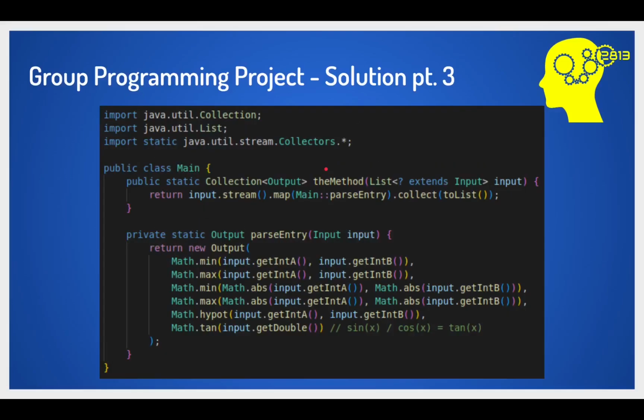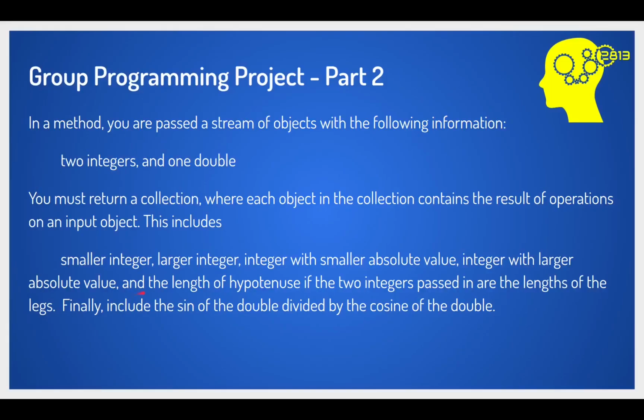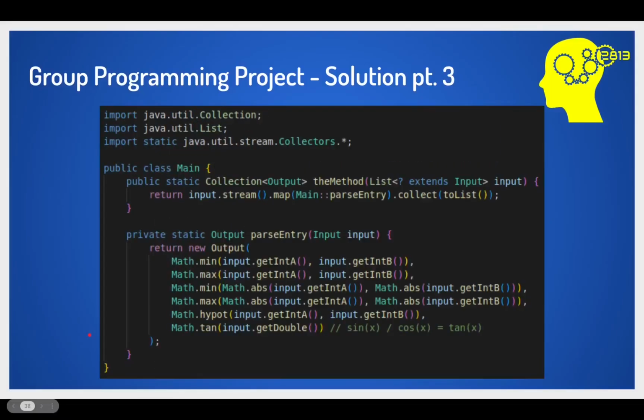And then for getting the length of the hypotenuse, where two integers are passed in as the lengths of the legs, you can just use Math.hypot and put in the two integers and you'll get the correct answer out. And then finally it is sine of the double divided by the cosine of the double. Since sine over cosine is equal to tangent, you can just call Math.tan. It's also valid to say sine of the input divided by cosine of the input.